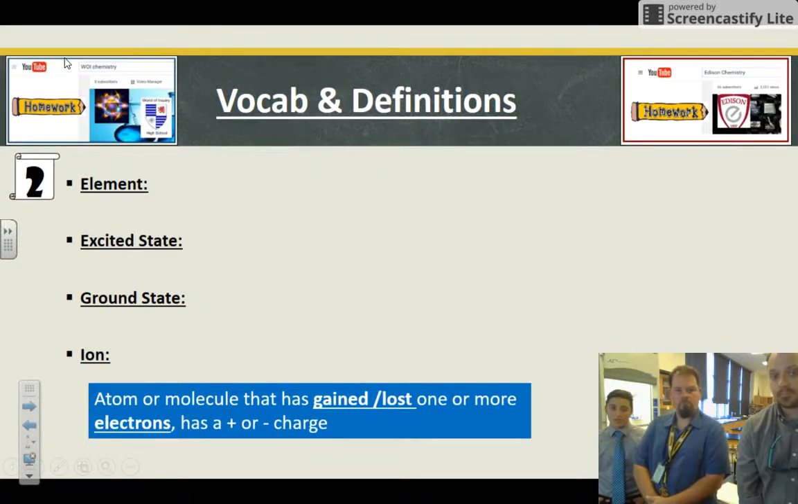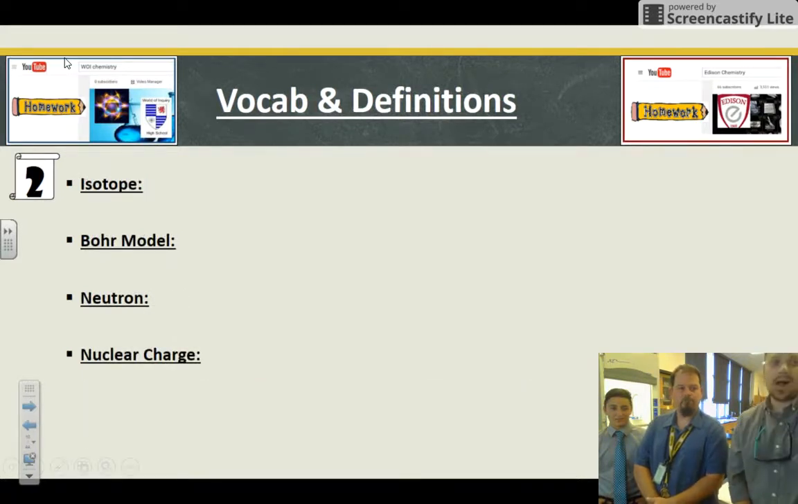An anion or a cation are types of ions. Basically they have a charge, yeah, positive or an overall negative. That's good.